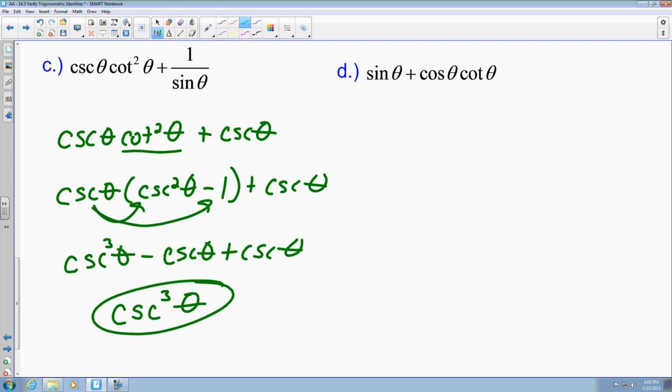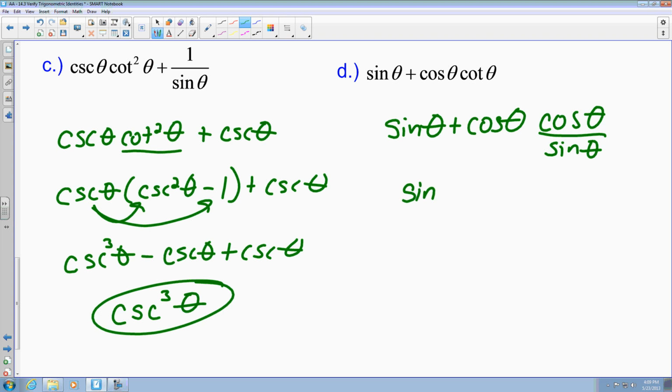And then finally for D, I have sine of theta plus cosine of theta times cotangent of theta. So first off, let's go sine theta plus cosine theta multiplied by cotangent, but that can be rewritten as cosine of theta divided by sine of theta. So if I were to multiply this out, this is going to give me sine of theta plus cosine squared over the sine of theta.